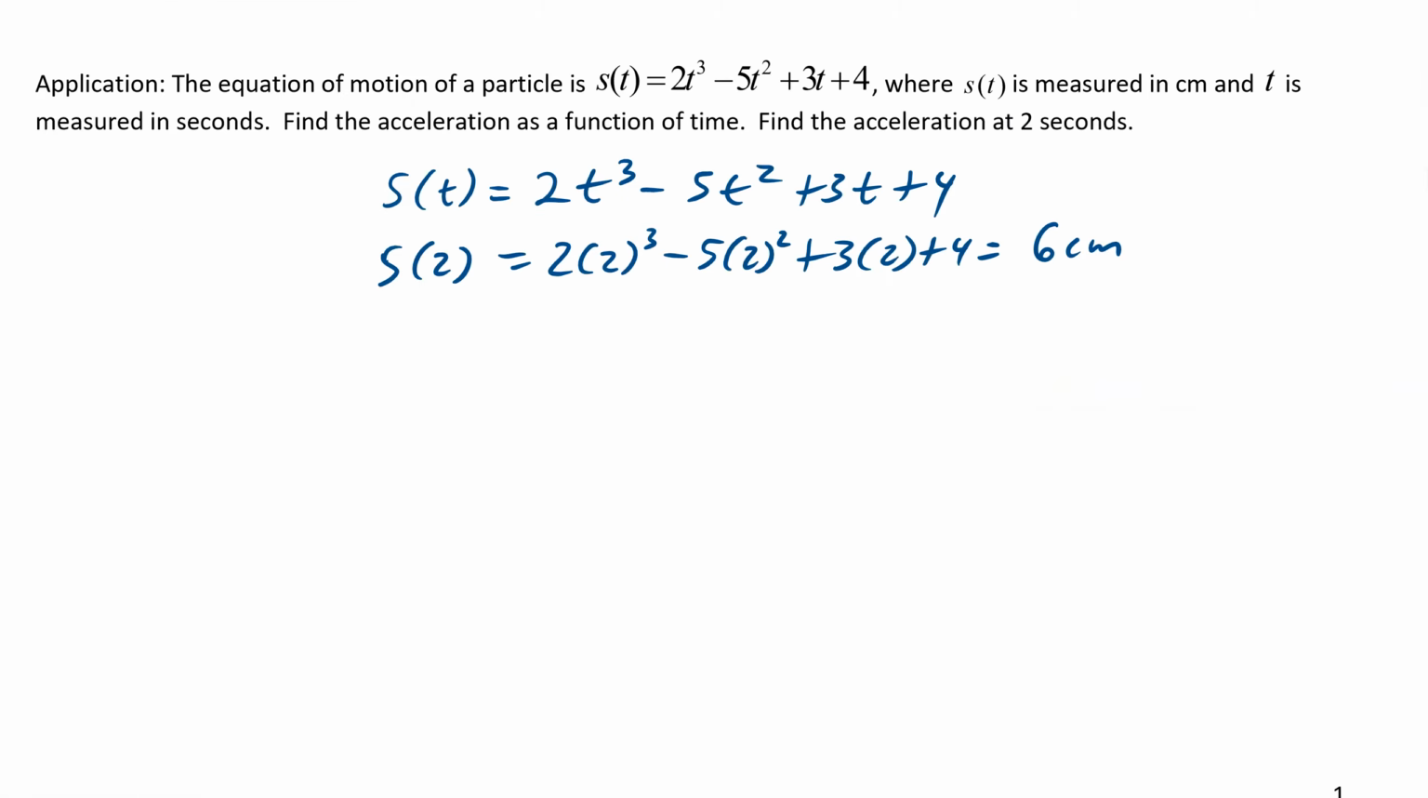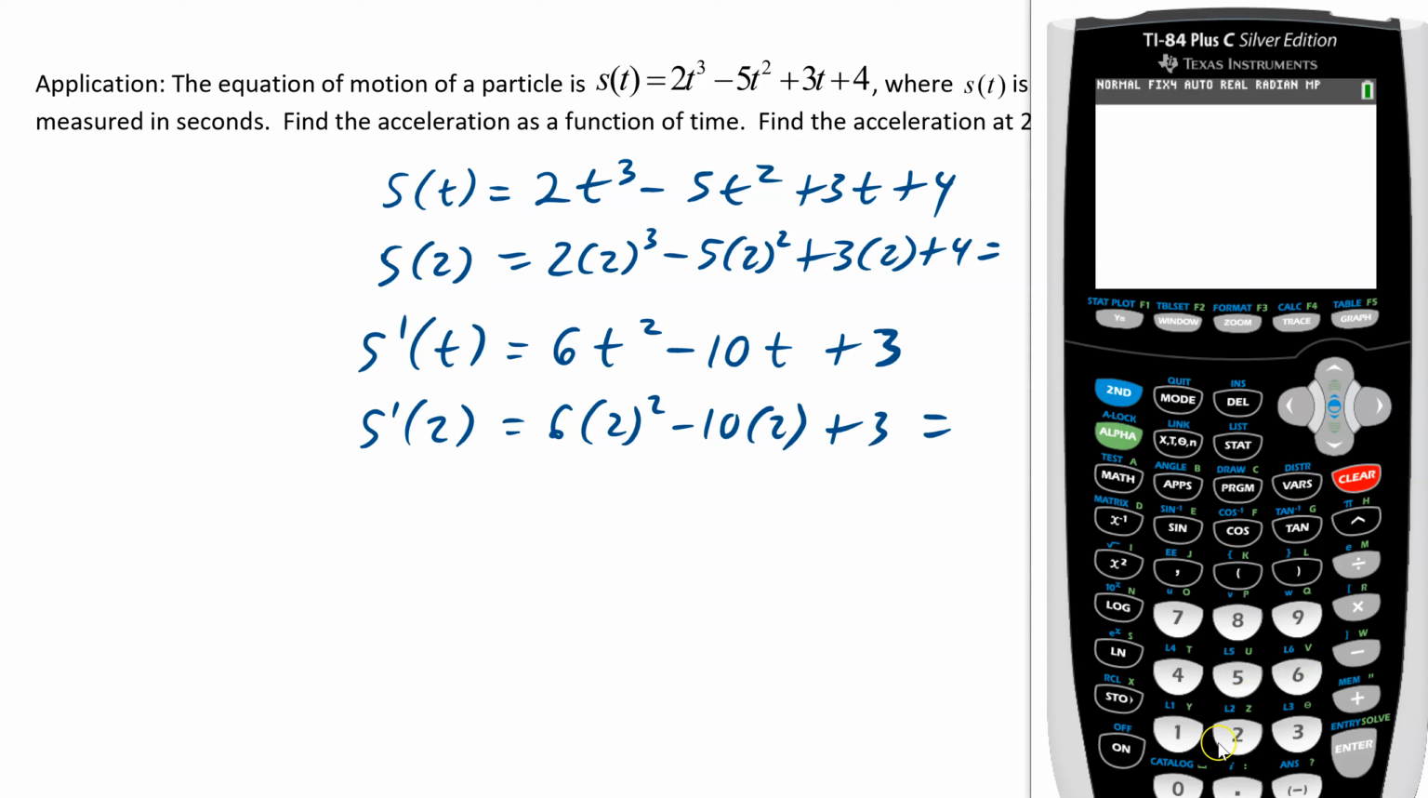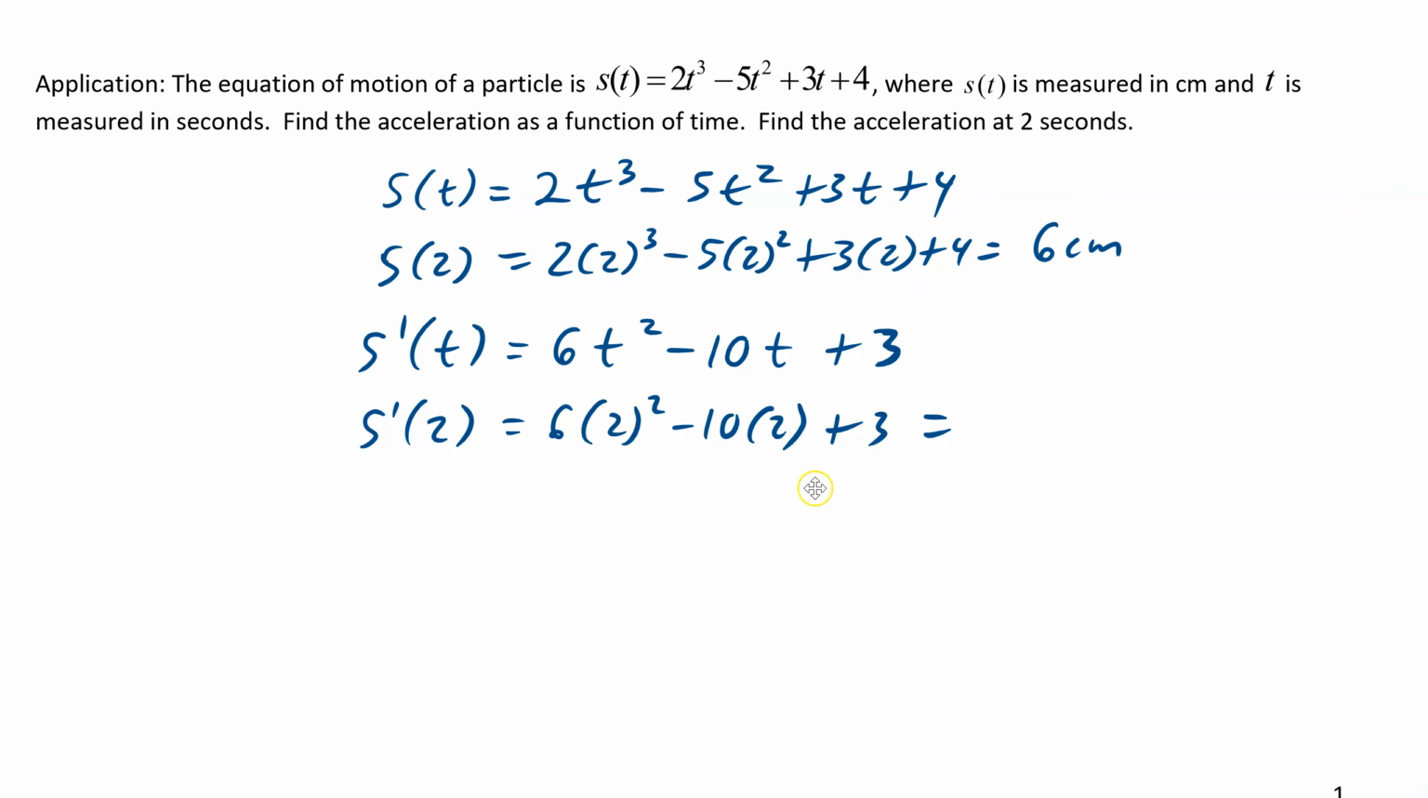Well, that's a velocity. So if we take the derivative, s prime of t, we end up with 6t squared minus 10t plus 3, and that would give us our velocity. So if we plug in 2 into here and figure out what that is, so 6 times 4 is 24 minus 20 plus 3, it's 7. So that would be 7 centimeters per second.